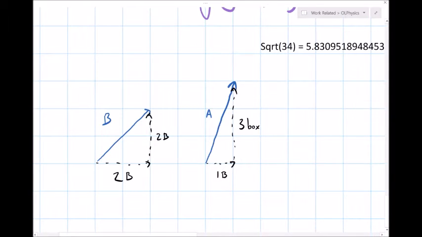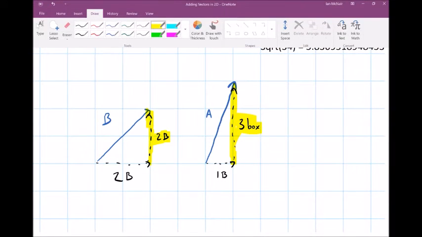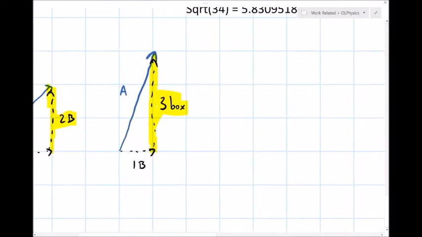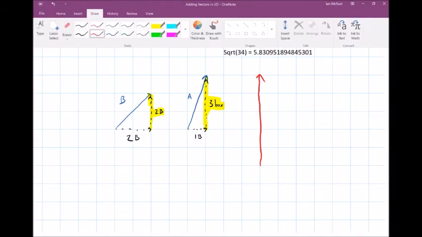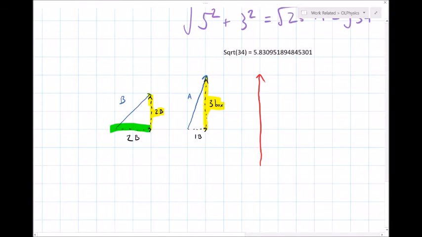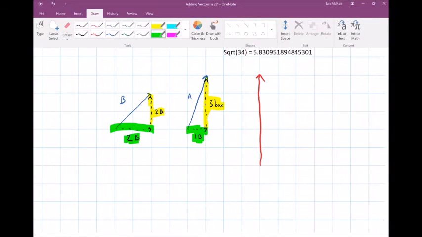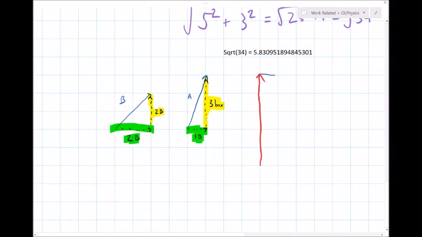Well, what we can do is take our vertical ones and add them together. So we have 2 plus 3. That gives us 5. So we'll draw a 5 box long arrow. And then we can take our horizontal ones. So that's 2 and 1, and draw a 3. Horizontally 3. Okay, so this is 3, this was 5.